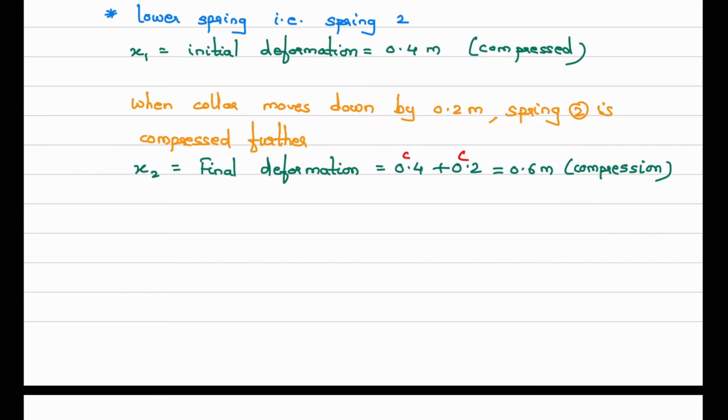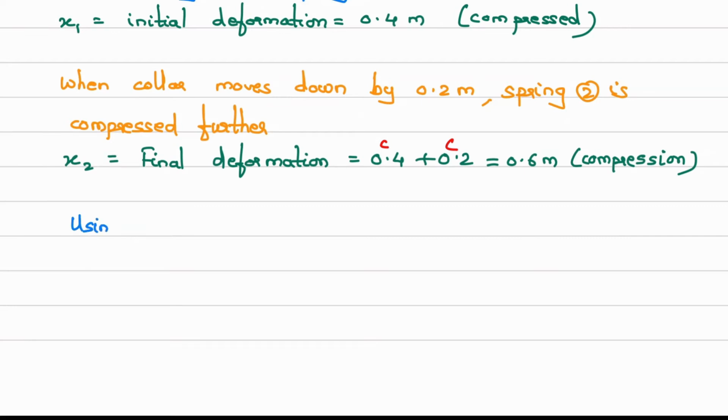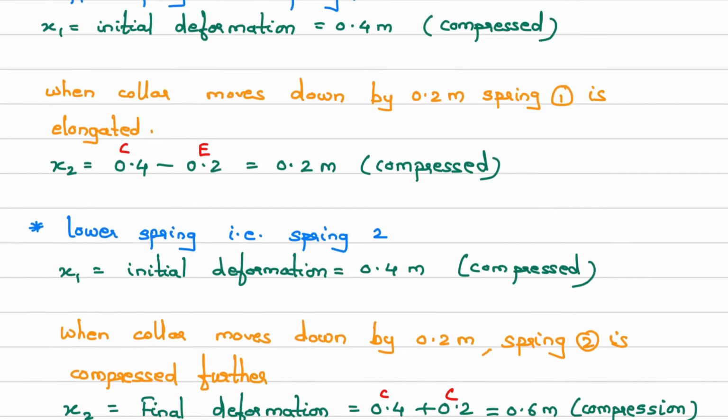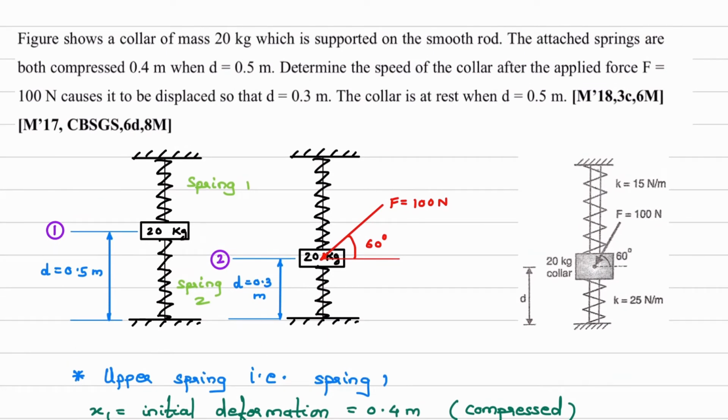We have to apply the work energy principle. Using the work energy principle, the summation of work done is equal to the change in kinetic energy. Now here, how many work done terms do we have? Work done by forces. How many forces are there? We'll see the diagram. So the total work done on the left hand side of the work energy principle equation will be spring force 1, spring force 2. We don't have friction.